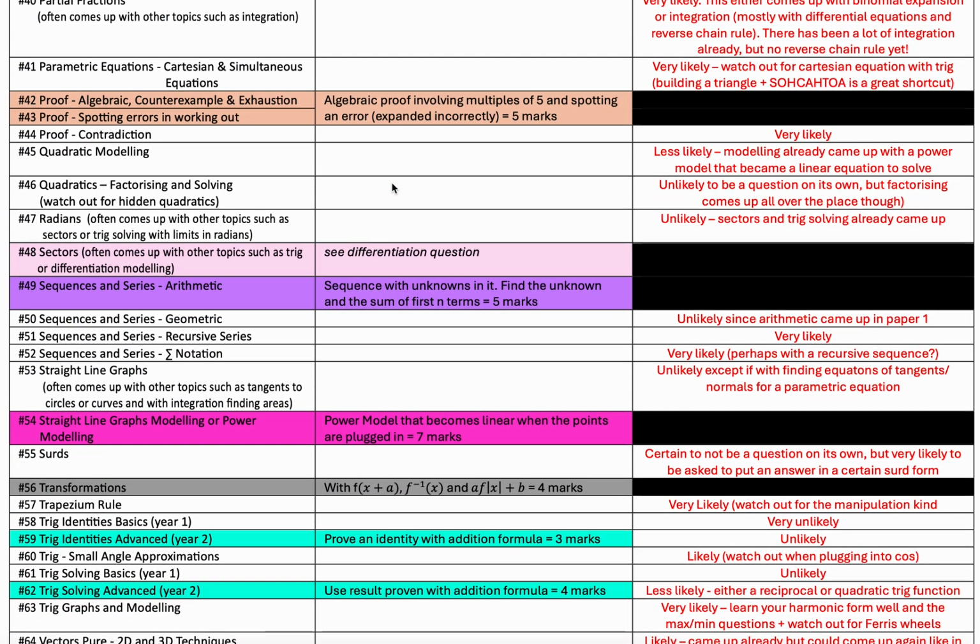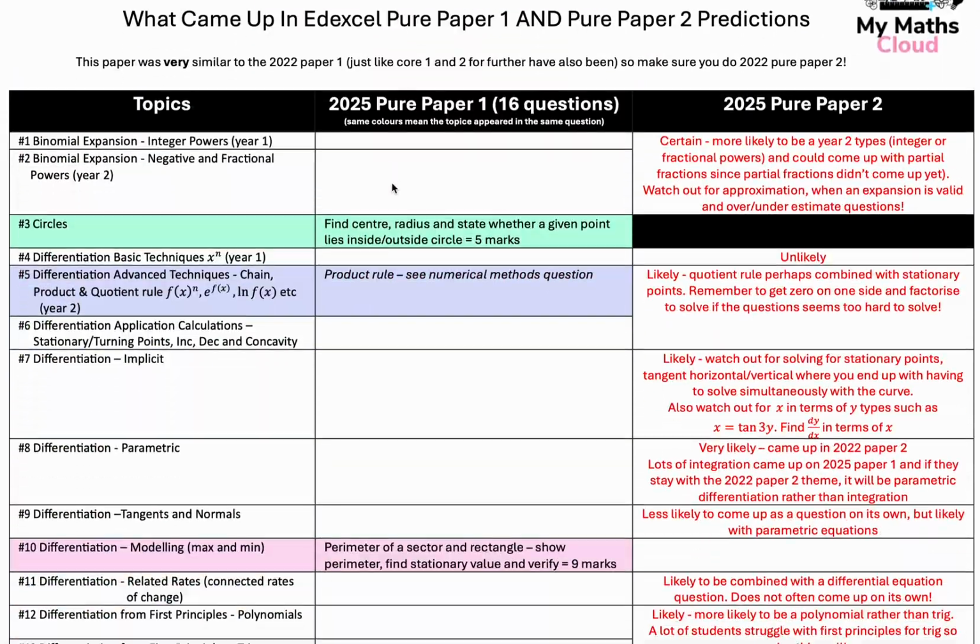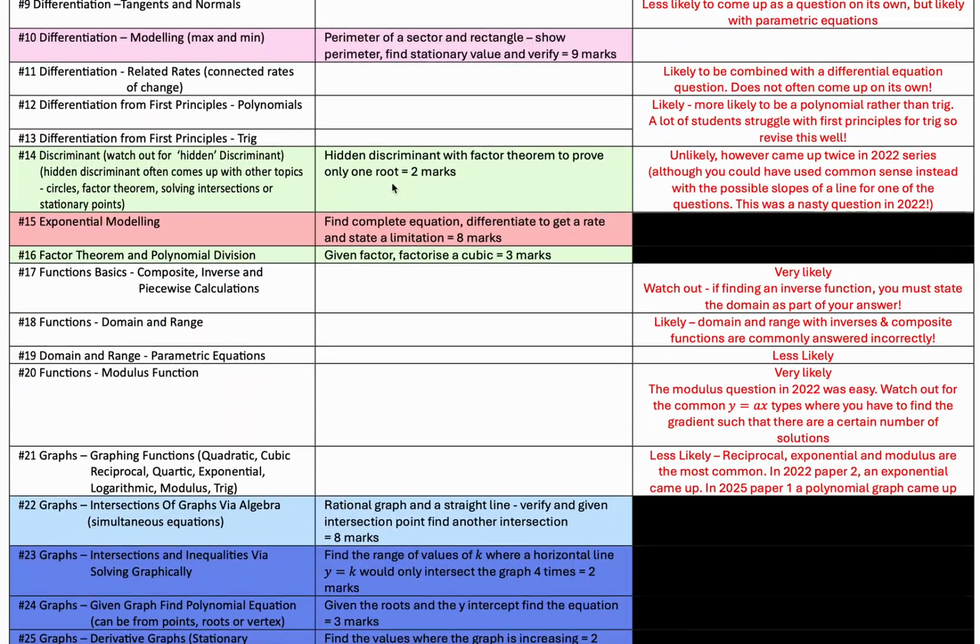Again, a nice one with unknowns in it, so you have to use what you know about an arithmetic sequence having a common difference, and then use that to find your unknown, and then it was asking you to find the sum of a certain number of terms. So very, very standard. Question 4, factor theorem. That was again a standard one.